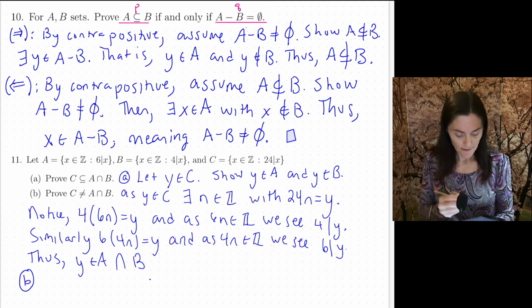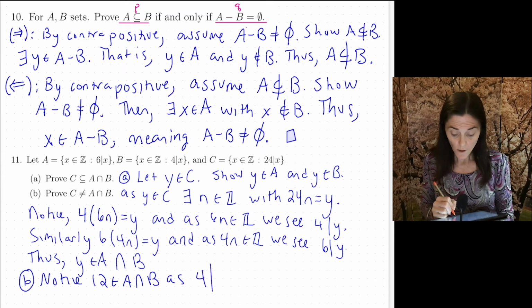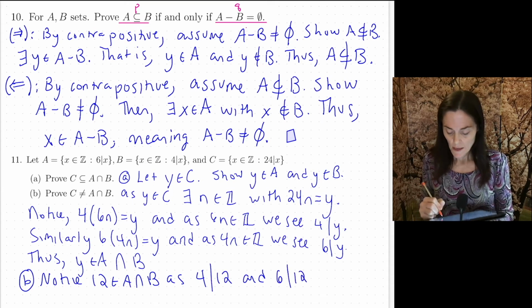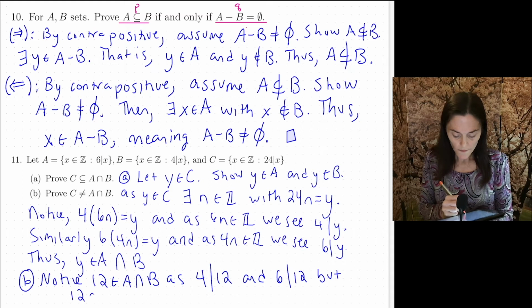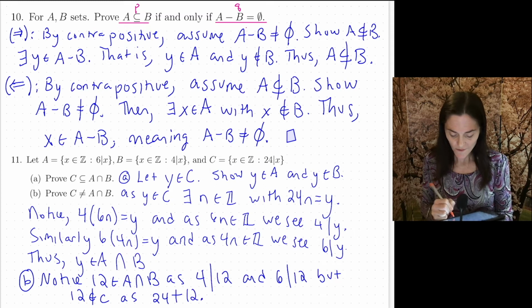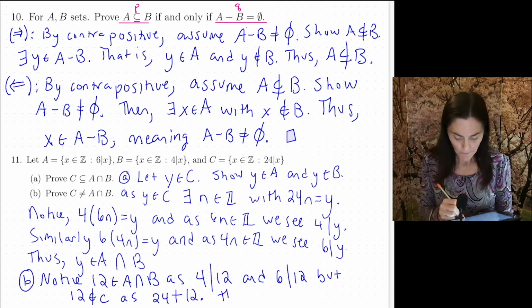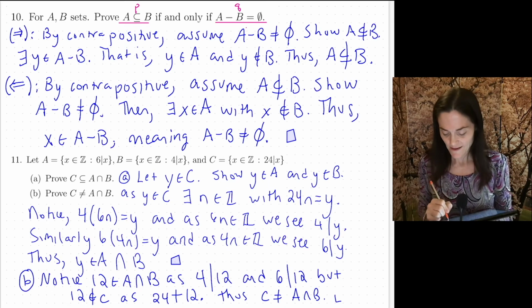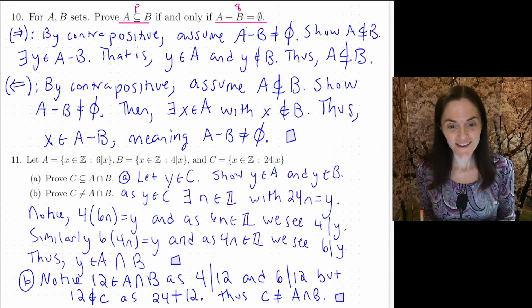Just looking at this, notice 12 is in A intersect B, as 4 divides 12 and 6 divides 12. But 12 is not in C, as 24 does not divide 12. And this is justification. Thus, C is not equal to A intersect B. That was the end of part A. And part B, okay, here. This is the end of number 11.